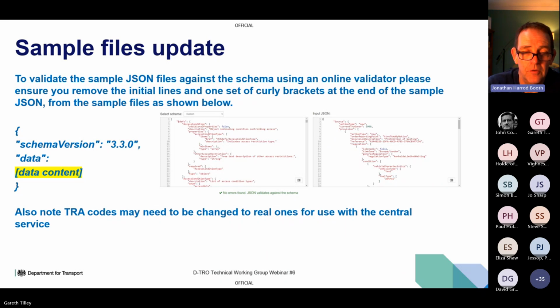We also use, in the examples that we've provided, they all do have real TRA codes. So most of them are Somerset, purely because I'm based in Somerset, but there's also one for Derbyshire. You may need to change those to your purposes if you're going to use those through your applications. And that really is me on this section.